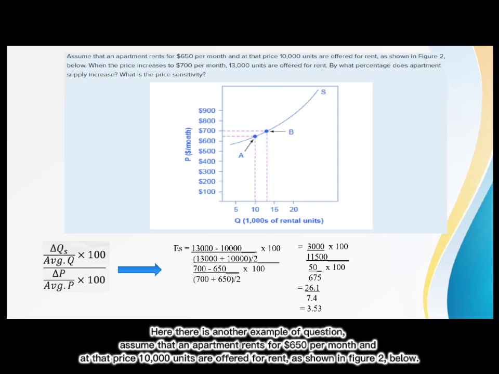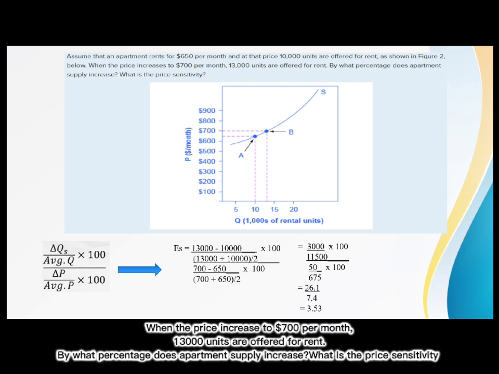Assume that an apartment rents for $650 per month and at that price 10,000 units are offered for rent, as shown in Figure 2 below. When the price increases to $700 per month, 13,000 units are offered for rent. By what percentage does apartment supply increase? What is the price sensitivity?